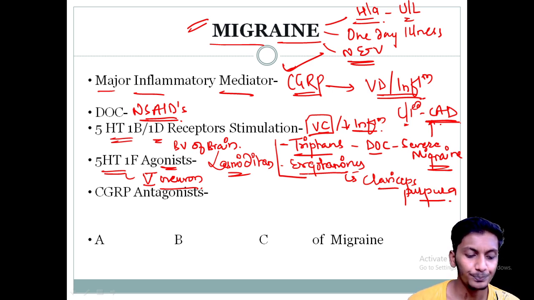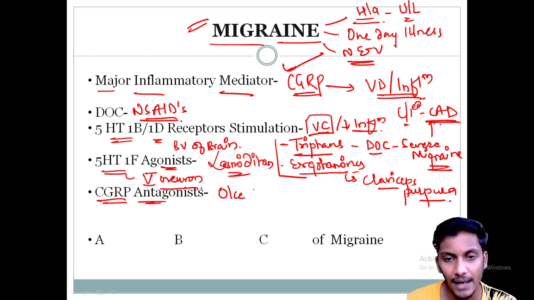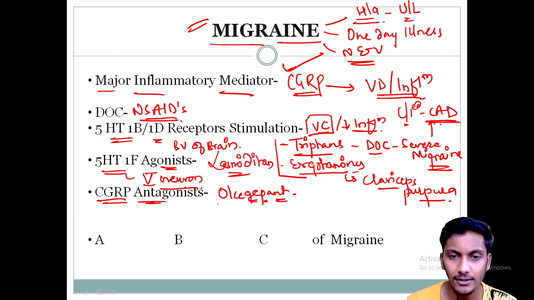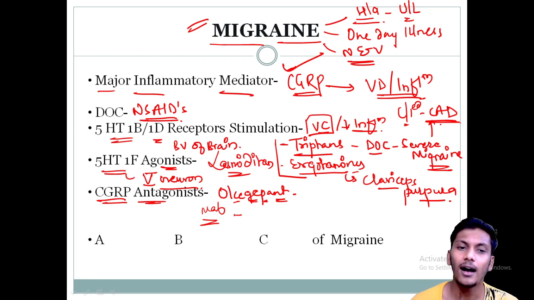Lasmiditan. Next, the drugs which are CGRP antagonists, right? The main inflammatory mediator is what? Calcitonin gene related peptide, right? So we can have some drugs which act against CGRP. The first drug is Olcegepant, a calcitonin gene related peptide antagonist. By the name itself you can remember. And there are also some monoclonal antibodies which act against this CGRP. And which are the monoclonal antibodies?